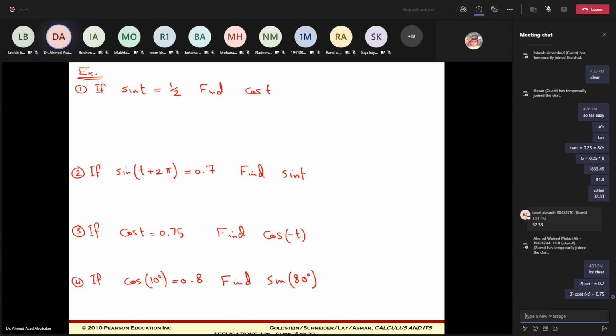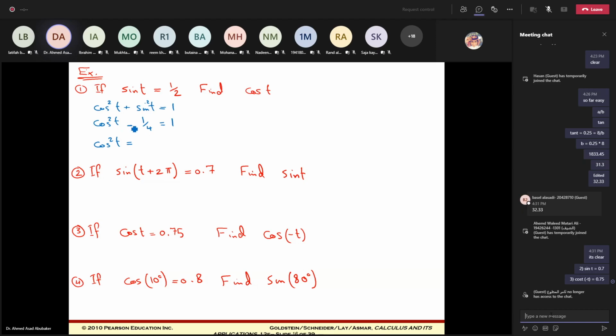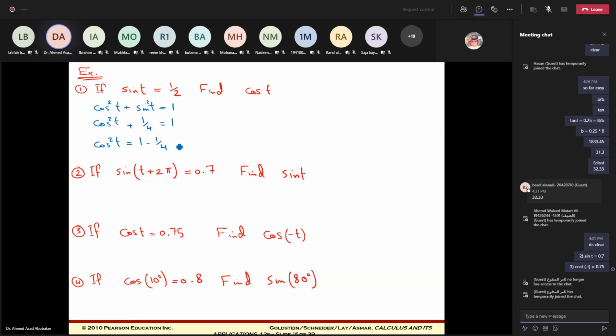If we have sine and we need to find the cosine, we can use cosine square plus sine square equal 1. This is the formula. So the cosine square plus half square, equal 1 over 4, equal 1. Okay, so the cosine square equal, move the 1 over 4 to the other side, so we have 1 minus 1 over 4, so we have 3 over 4. Take the roots for both sides, so we have cosine of t equal radical 3 over radical 4.